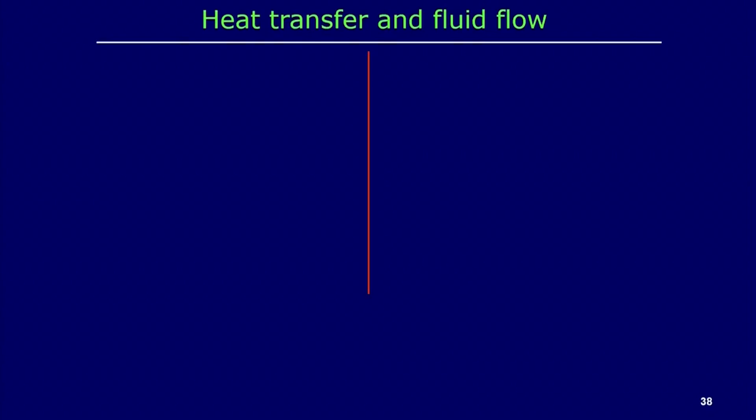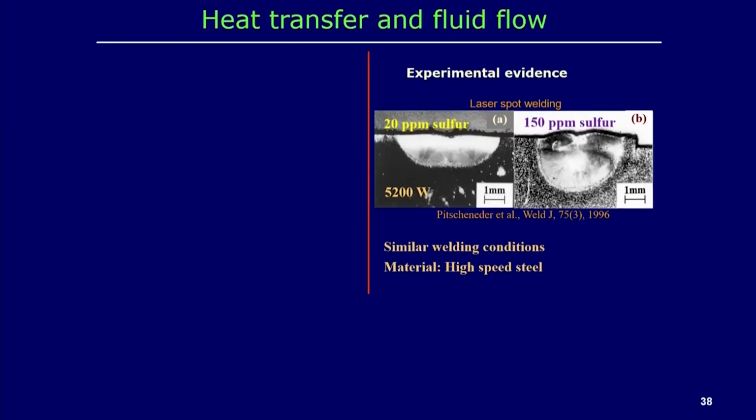Now, we will see how heat transfer and fluid flow happen in the small weld pool. To explain the effect of the surface active elements, it was observed experimentally in laser spot welding. There are two pictures that represent the weld dimensions, that means weld width and depth of penetration. In the first case, 20 ppm sulfur was present, I think for high speed steel. This presence of 20 ppm sulfur produces this kind of profile.